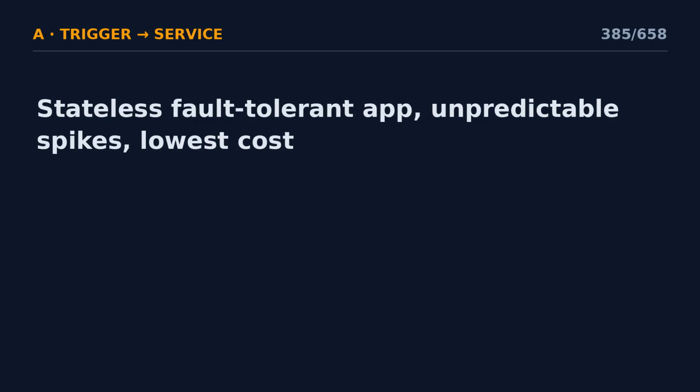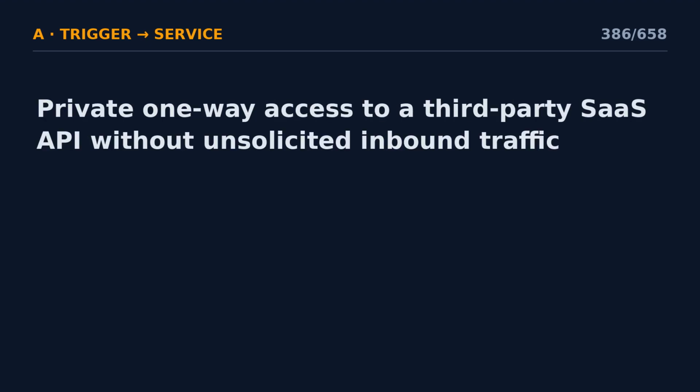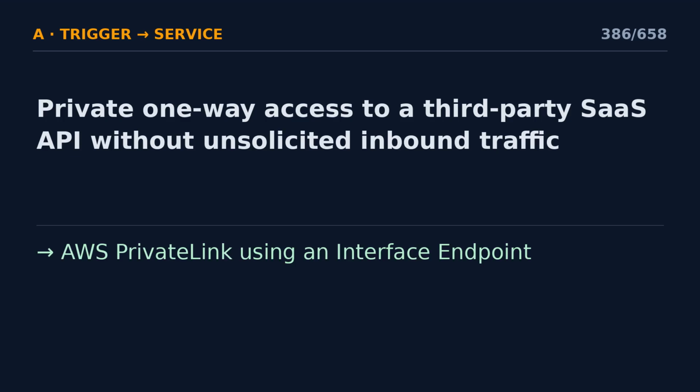Stateless fault-tolerant app. Unpredictable spikes, lowest cost. Answer: AMI plus launch template plus Auto Scaling group plus ALB using Spot Instances. Private one-way access to a third-party SaaS API without unsolicited inbound traffic. Answer: AWS PrivateLink using an interface endpoint.